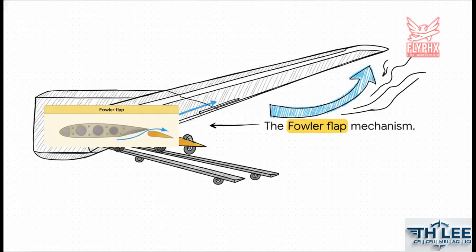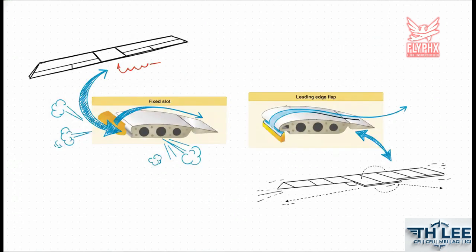And for maximum performance, we have the Fowler flap. Instead of just hinging downward, the Fowler flap slides backward on metal tracks. This means it doesn't just increase the curvature of the wing, it physically increases the total surface area of the wing. During the first part of its extension, it provides a massive amount of lift with very little drag, making it incredibly efficient.